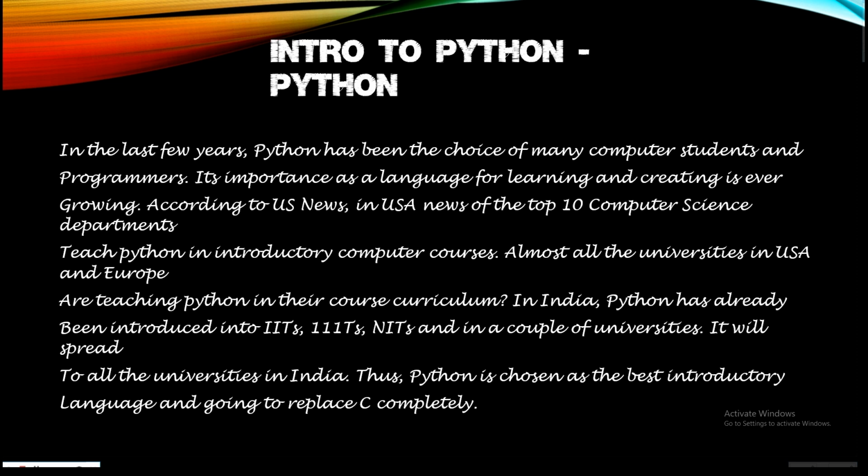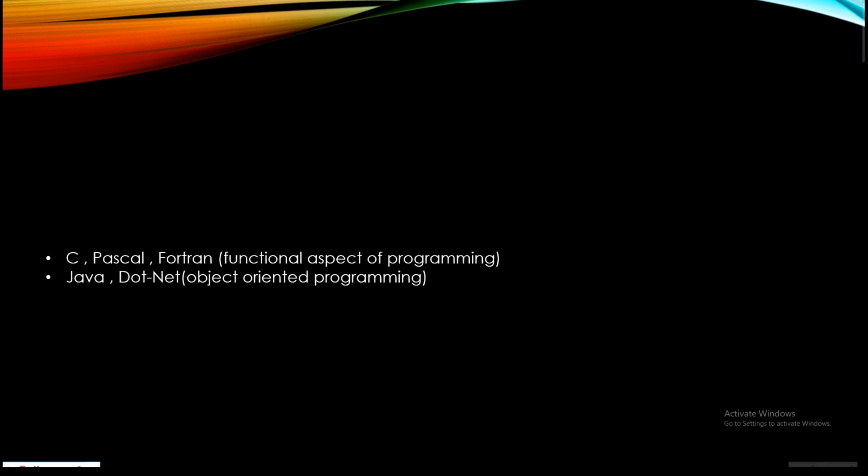In India, Python has already been introduced into IITs, IIITs, and NITs, and in a couple of universities. It will spread to all the universities in India. Thus, Python is chosen as the best introductory language and is going to replace C completely. Languages like C, Pascal, and Fortran focus on the functional aspects, while Java and .NET focus on object-oriented programming.